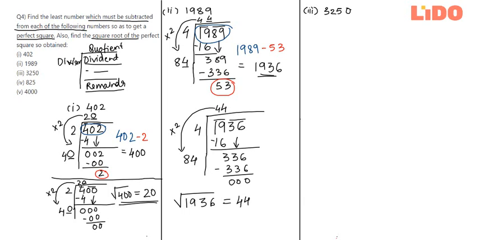Okay. So the next one is 3250. So let's take 3250. Right to left, grouping first. The closest perfect square to 32 is 5 squared, because 6 6s are 36, and 5 5s are 25. You will subtract it, you will get 7. Now bring down this 50.